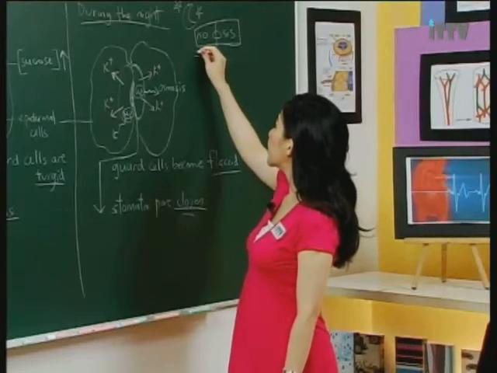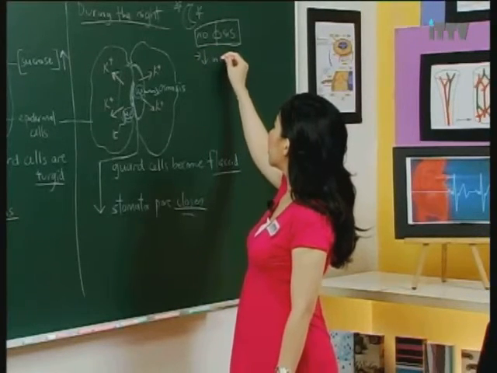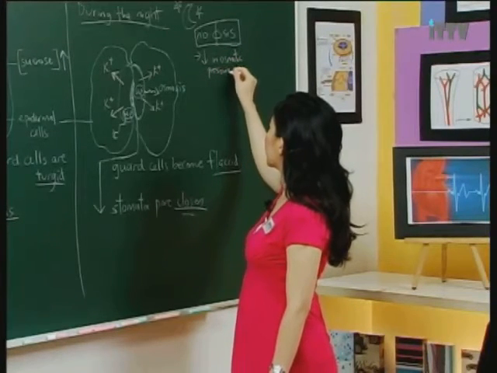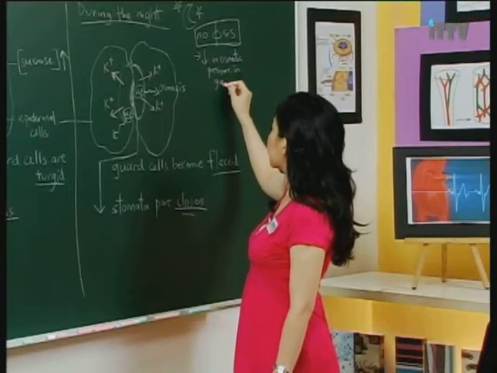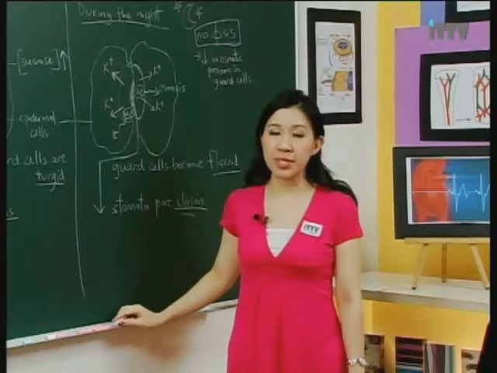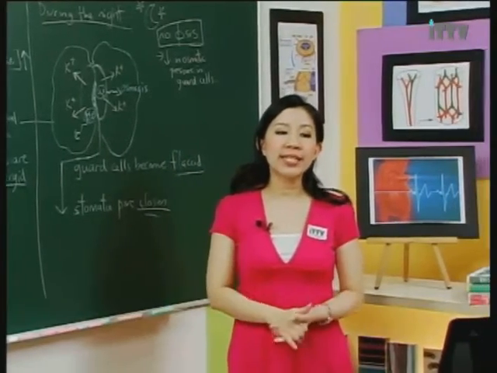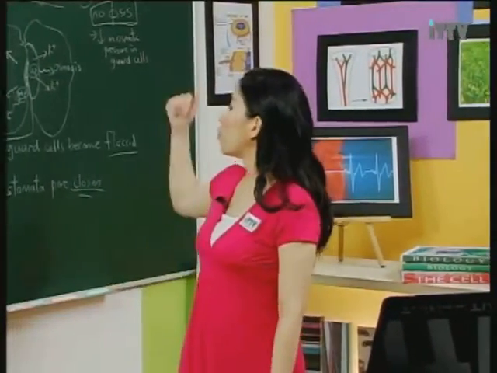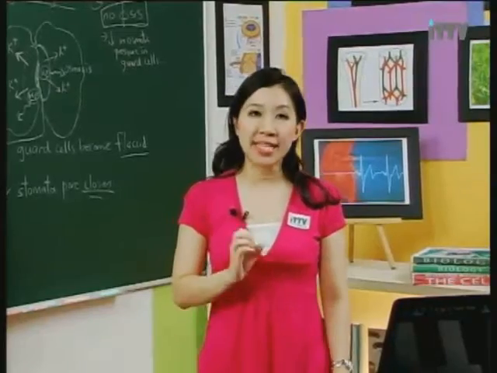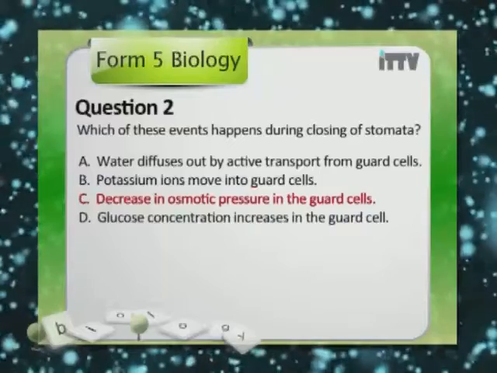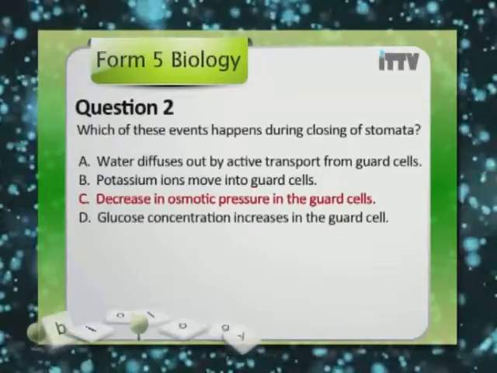Okay, because there's no photosynthesis, there will be a decrease in osmotic pressure in the guard cells. And that is why water moves out by osmosis. And obviously option D is wrong because it says that glucose concentration increases, when we know that at night there is no photosynthesis and thereby no glucose in the guard cells. So let's move on to other questions.